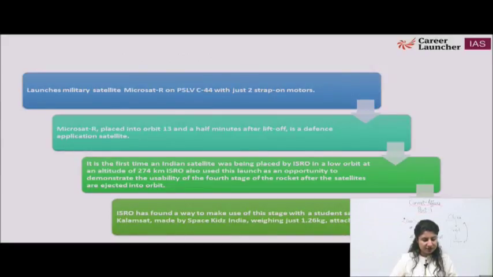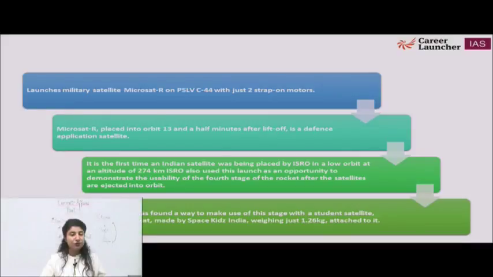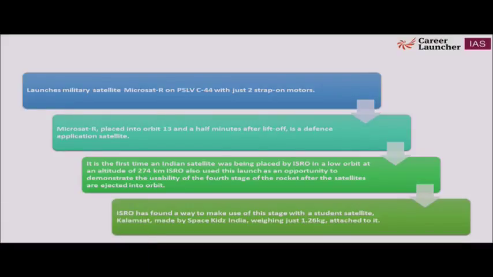So ISRO launches military satellite Microsat-R on PSLV C-44 with just 2 strap-on motors. Microsat-R was placed into orbit 13.5 minutes after liftoff and is a defense application satellite. It is exclusively for the usage of defense. It is the first time an Indian satellite was placed by ISRO in a low orbit at an altitude of 274 km. Plus, ISRO also used this launch as an opportunity to demonstrate the usability of the fourth stage of the rocket after the satellite has been ejected into the orbit.